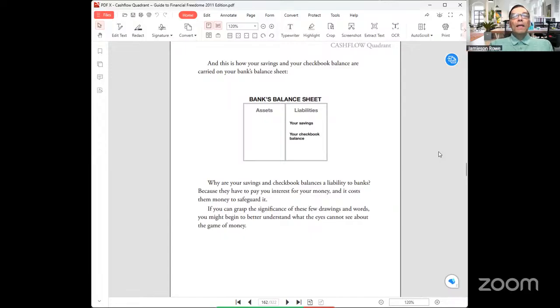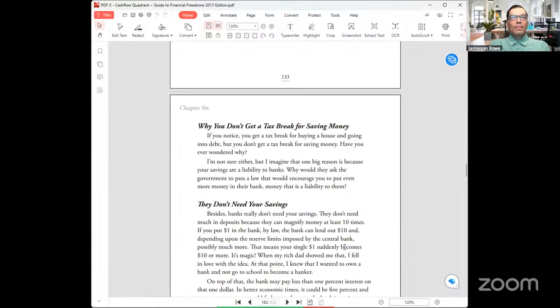Because they have to pay you interest for your money, and it costs them money to safeguard it. So they have costs associated with maintaining your money, keeping it safe, keeping it protected, and managing it. If you can grasp the significance of these few drawings and words, you might begin to better understand what the eyes cannot see about the game of money. Money is a game.